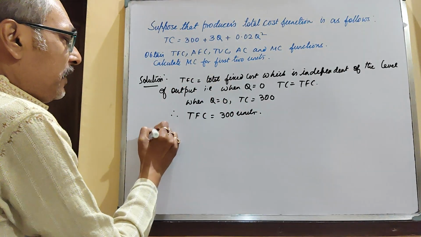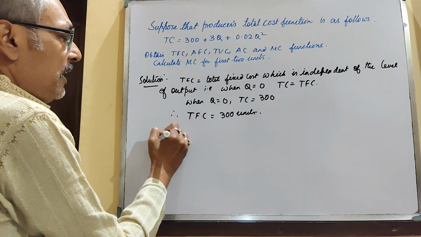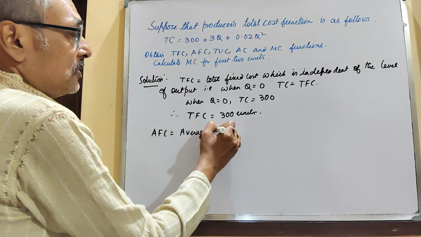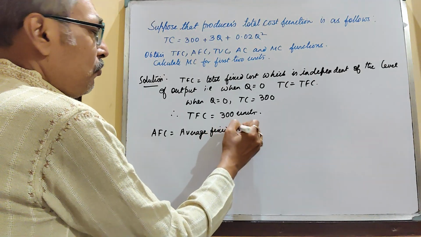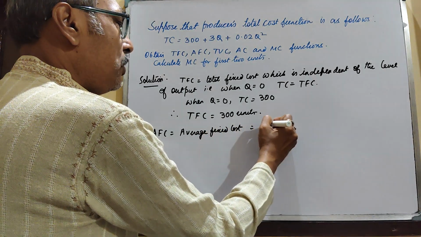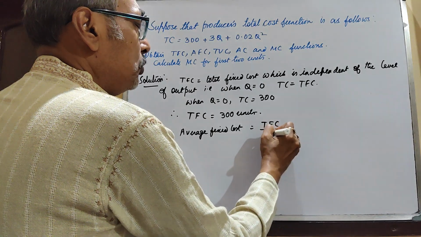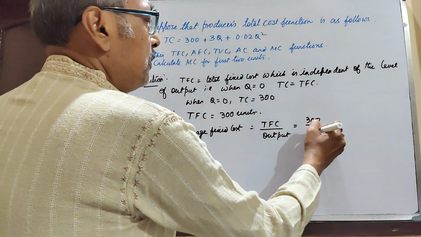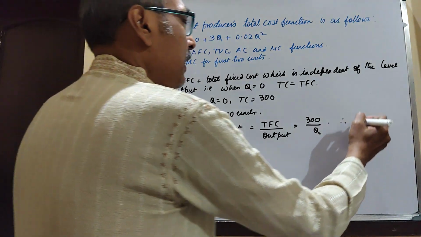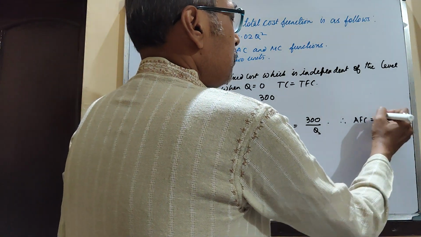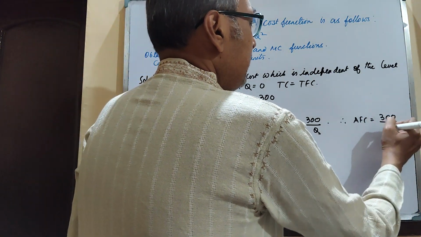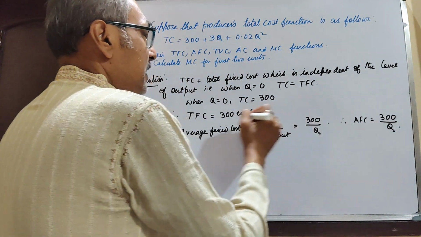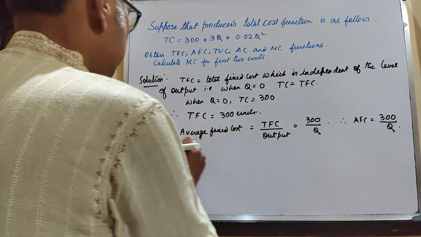Now we do average fixed cost, AFC. What is average fixed cost? Total fixed cost divided by output. This is 300 divided by Q. Therefore, AFC equals 300 divided by Q, where Q is the output and 300 is the fixed cost.